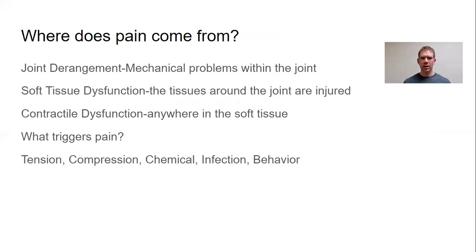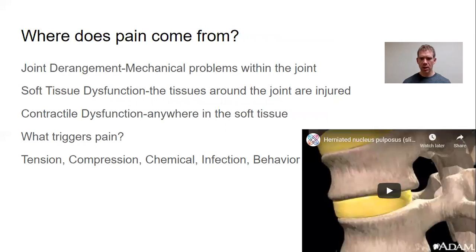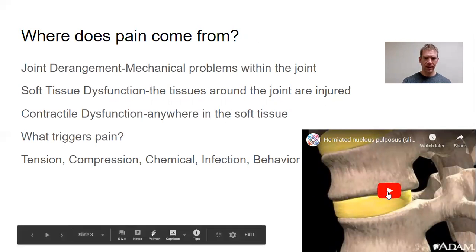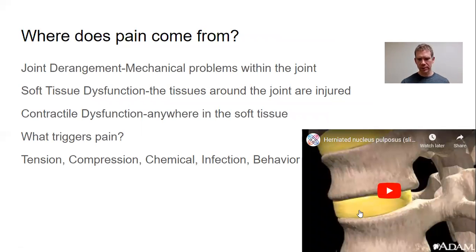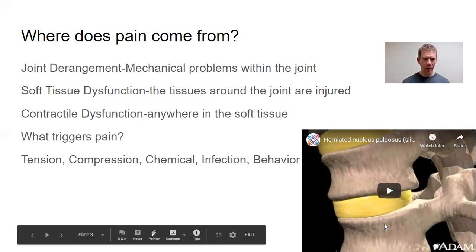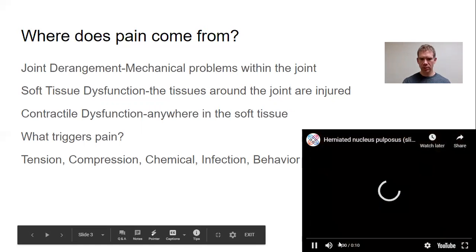So where does pain come from? When we look at something like a disc injury, in this little picture over here to the side, we've got our bone, our disc, and our bone. When I play the video here, it might talk on your computer. If it does, please turn your volume down because it tends to be a little bit loud, but it kind of shows what a disc herniation can look like. And I'll mute that here and see if that helps.